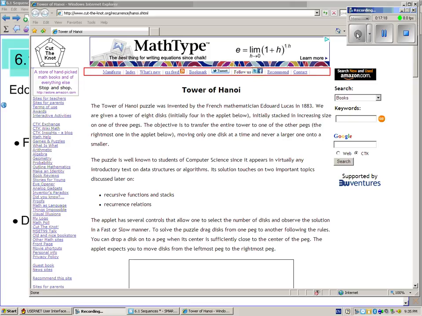The objective is to transfer the entire tower to one of the other pegs, the rightmost one in the applet below, moving only one disk at a time and never a larger one on top of a smaller one. This puzzle is well known to students of computer science since it appears in virtually any introductory text on data structures or algorithms. Its solution touches on 2 important topics: recursive functions and stacks, and recurrence relations. So this is dealing with recursion, and this is a classic problem we deal with.